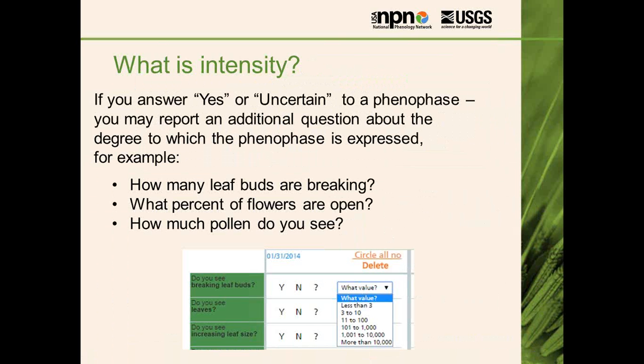For how many leaf buds are breaking, you're going to be answering in more of a count kind of answer. You can see on the graphic here at the bottom, the breaking leaf buds is this type of question where you would answer in a bin of numbers. So you can estimate whether it's a very small number, such as less than 3, up to a lot of these breaking leaf buds. There are also percentage questions, so we're asking things like what percent of the flowers you see are open. And then also more qualitative questions, such as this one on pollen, which you would answer as a little, some, or a lot.